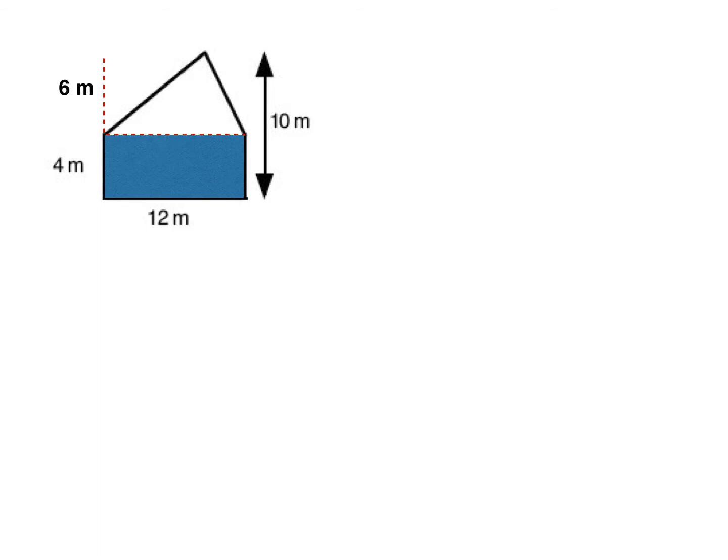Next, we will find the area of the rectangle. Make sure to write down all 3 lines of the area formula. Area equals length times width. Area equals 12 times 4. Area equals 48 square meters.